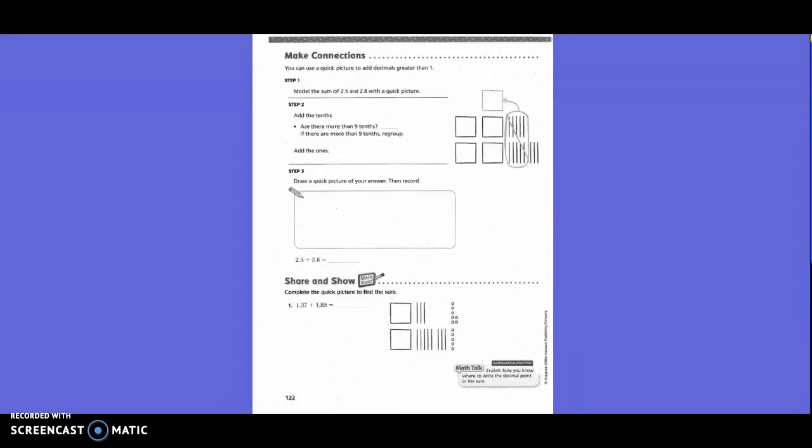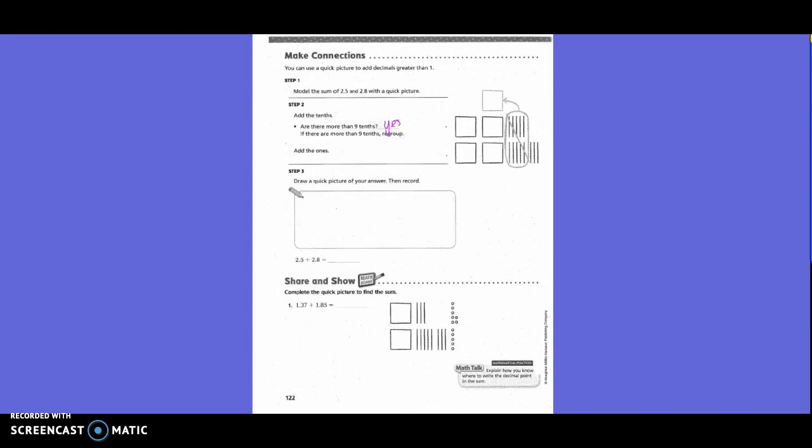Make connections. You can use a quick picture to add decimals greater than 1. So model the sum of 2 and 5/10 plus 2 and 8/10 with a quick picture. Remember, we said our flats equal 1 whole, right? Okay. So what they did was they had 2 and 5/10 right here, and then they did 2 and 8/10 modeled right here. Then they said they added the tenths. So there are more than 9/10. Are there more than 9/10? Yes.